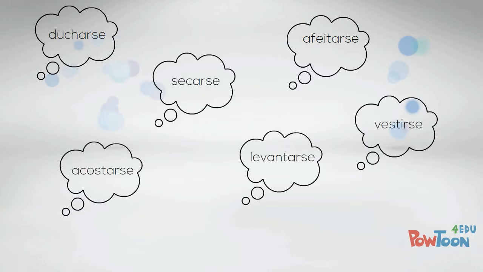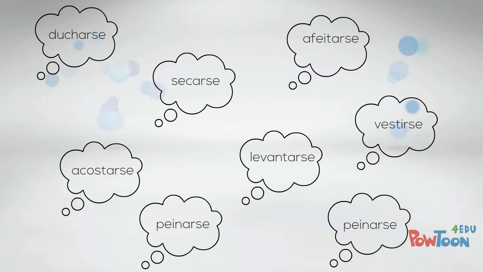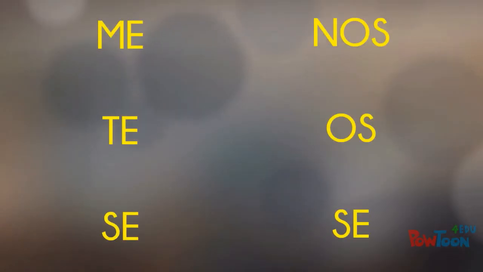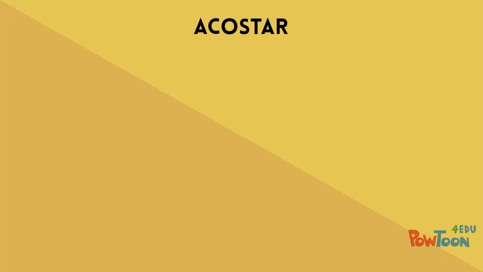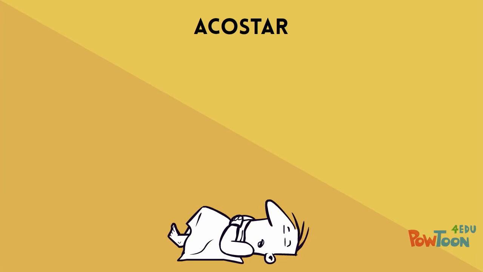Remember, what makes a verb reflexive is the presence of a reflexive pronoun. Here are those again in case you need a quick review. Me, te, se, nos, os, se. Take the verb acostar, for example, to put to bed. If I omit the reflexive pronoun, I can use the verb to talk about putting someone else to bed.